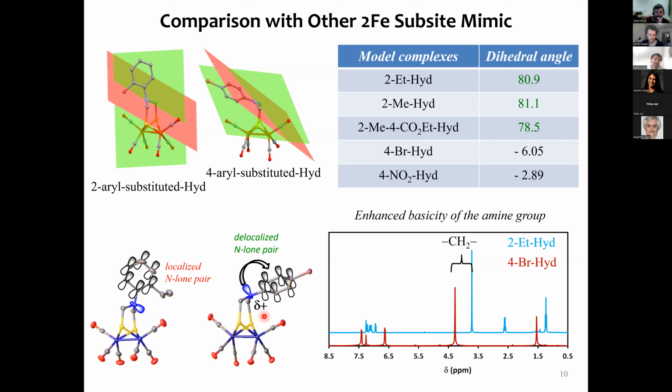And hence, there is a development of partial positive charge. For that, this CH2 peak appears towards the downfield region. While in case of the 2-substituted one, this kind of resonance is not possible, and instead the nitrogen lone pair is localized. So we can say that this kind of complex has higher pKa compared to the 4-substituted one.